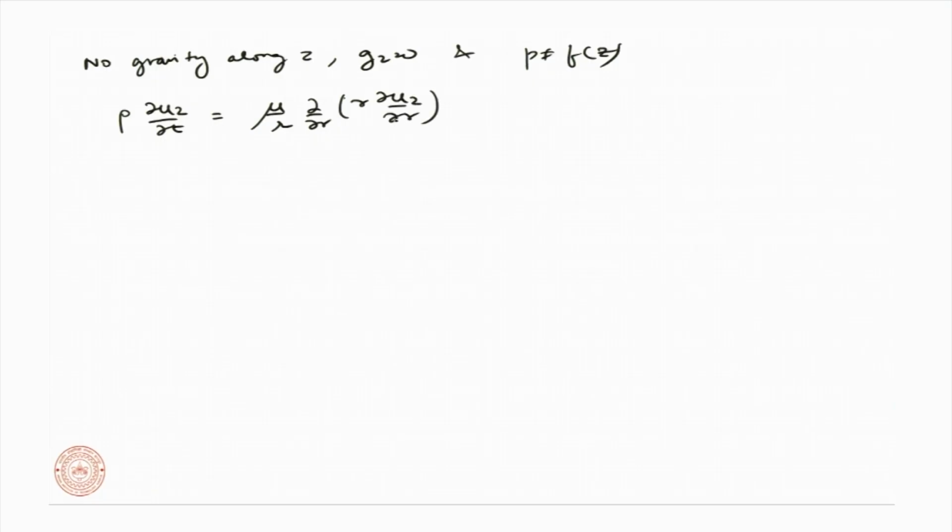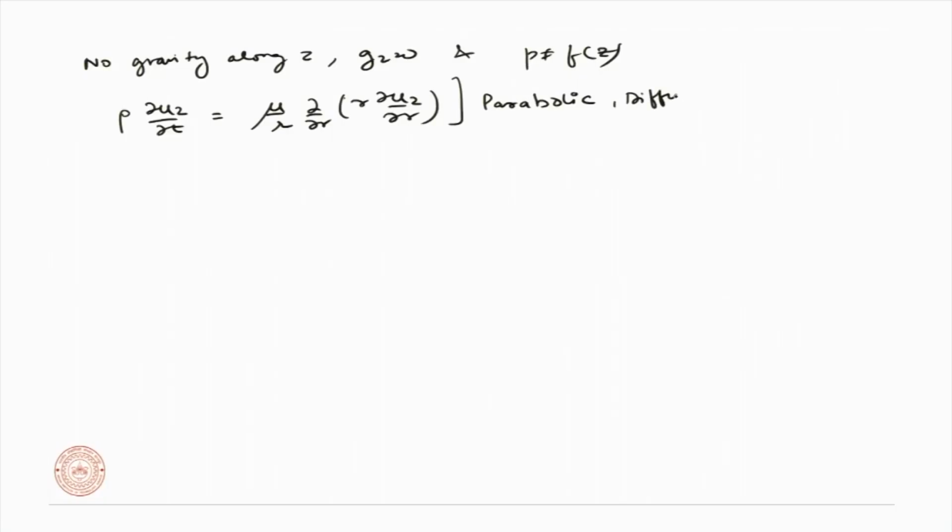Now, this equation is a parabolic equation. Unlike our Navier's equation, which was a wave equation in solid mechanics, although we have used the conservation of linear momentum, the equation that we get from the Navier-Stokes is a diffusion equation or a parabolic equation. So, this will behave very similar to your heat transfer problem.